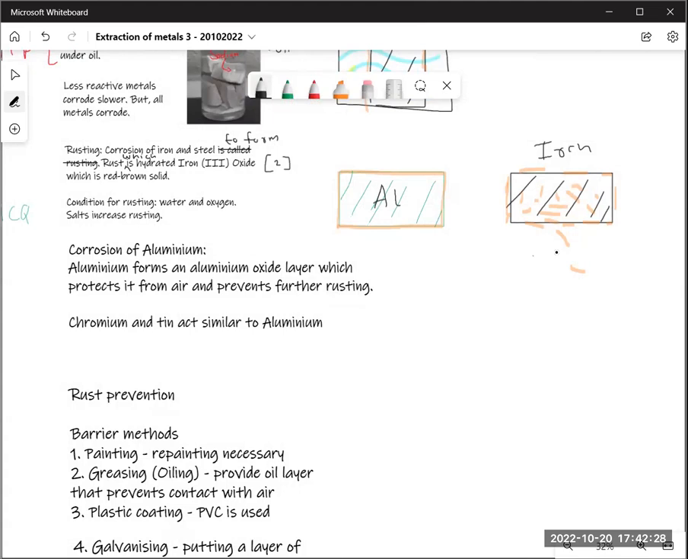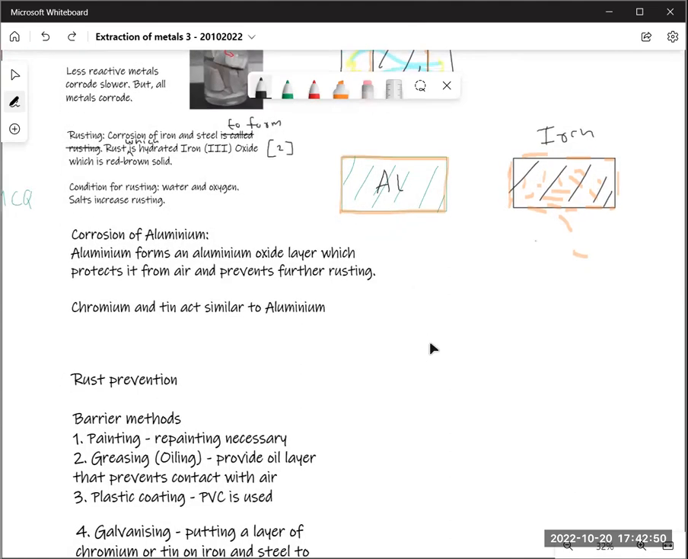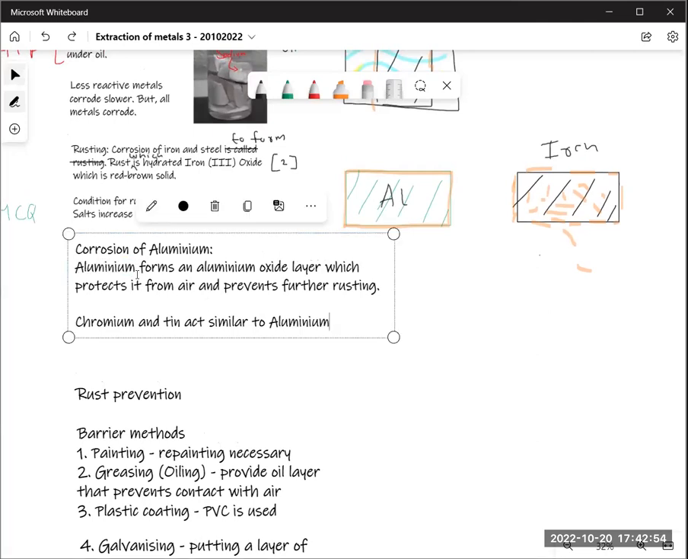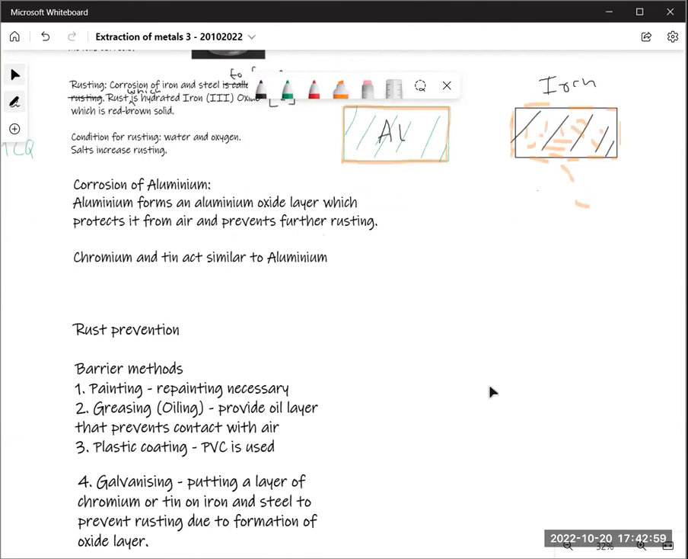No, sir. I'll ask you a question then. Why does aluminium not rust? Because aluminium has an oxide layer which protects it from air and prevents further rusting. Fine. So it does rust. Aluminium rusts, but it forms an oxide layer which prevents further rusting.